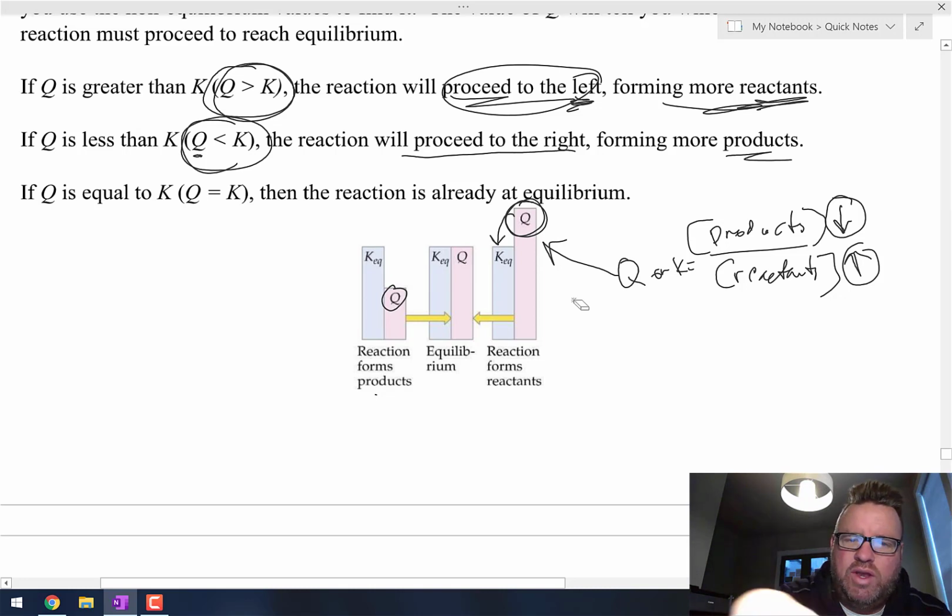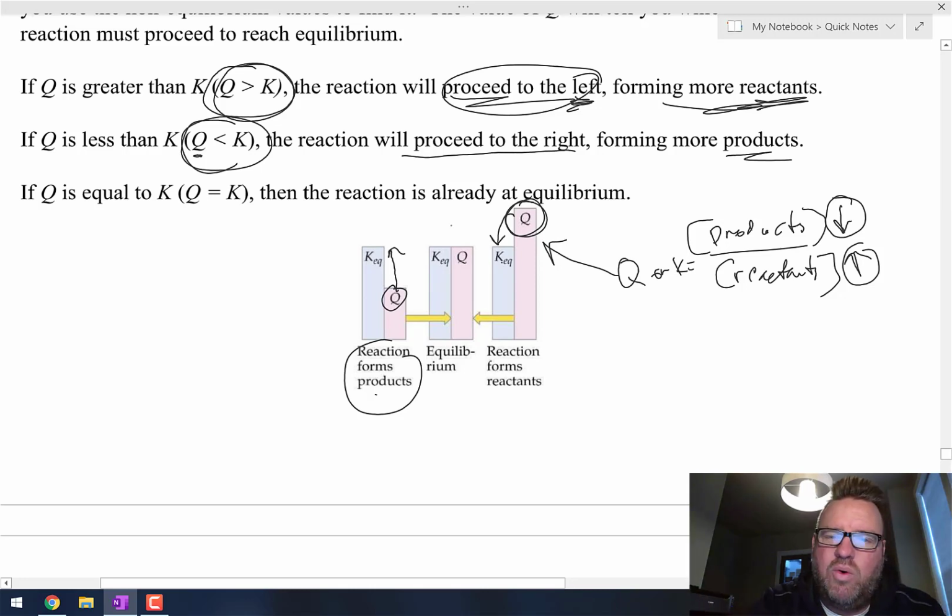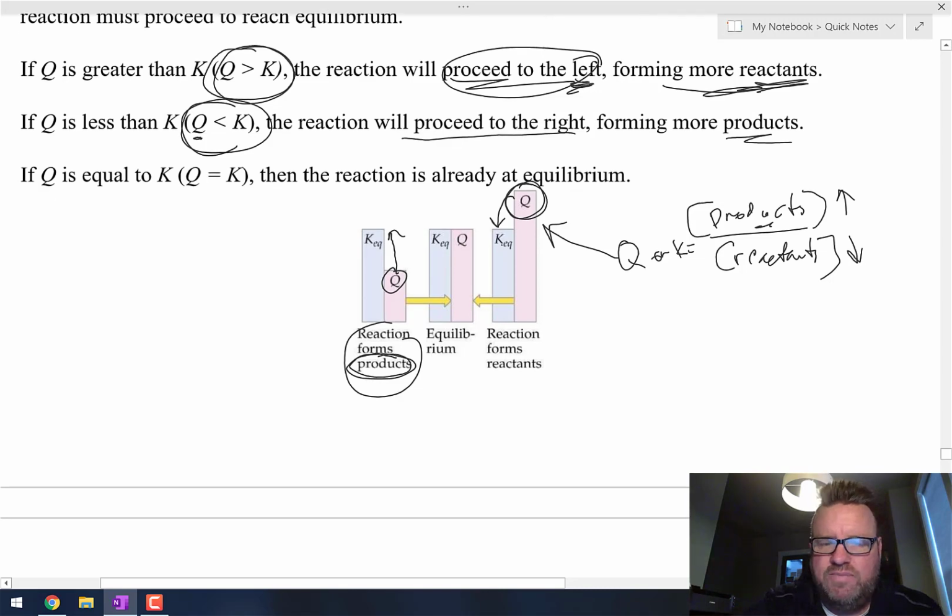Okay, when Q is less than K, Q has to go up to reach K. And in order for Q to go up, how do you make a fraction get bigger? The numerator goes up, the denominator goes down. So the products are going up, the reactants are going down, which means you are forming more products.